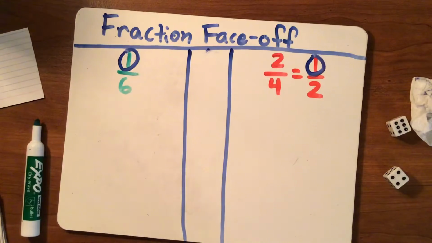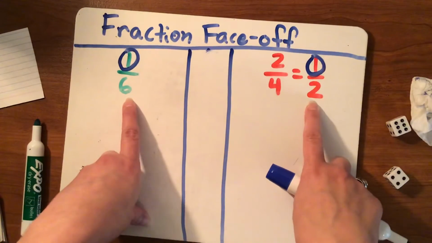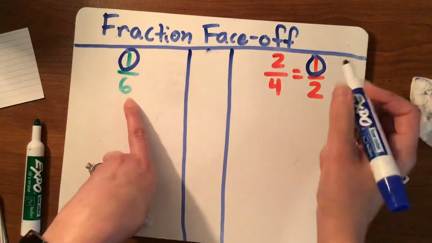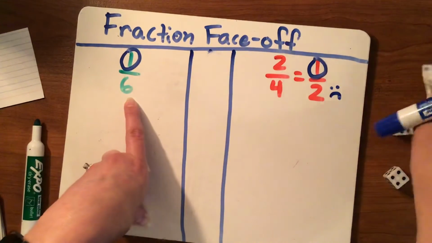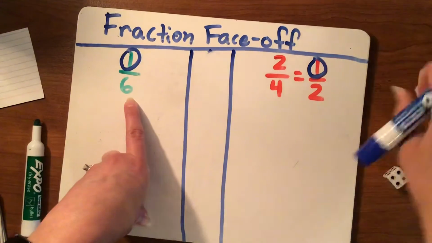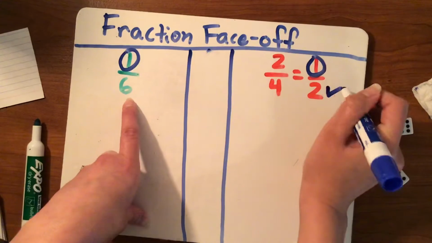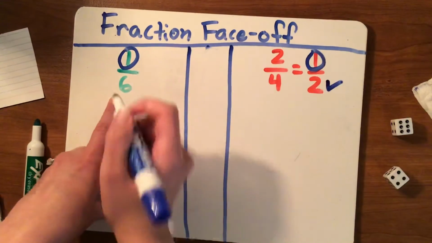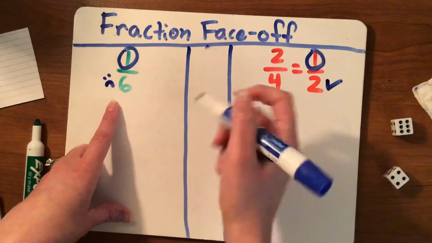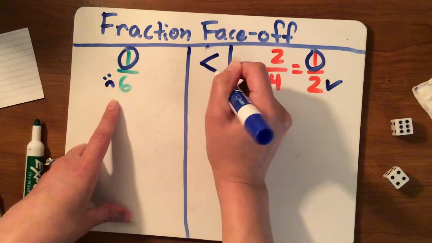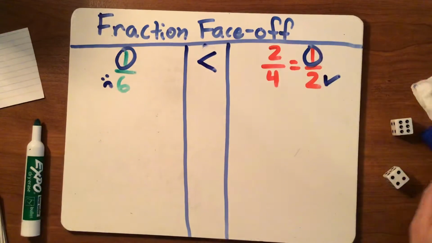So between 6 and 2, which one's my smaller number? That would be 2. I use the smiley face, sad face method. So, 2 is the smaller number, but my pieces are bigger. 6 is the bigger number, but my pieces are smaller. So 1/6 would be less than 1/2. Player 2 got the point.